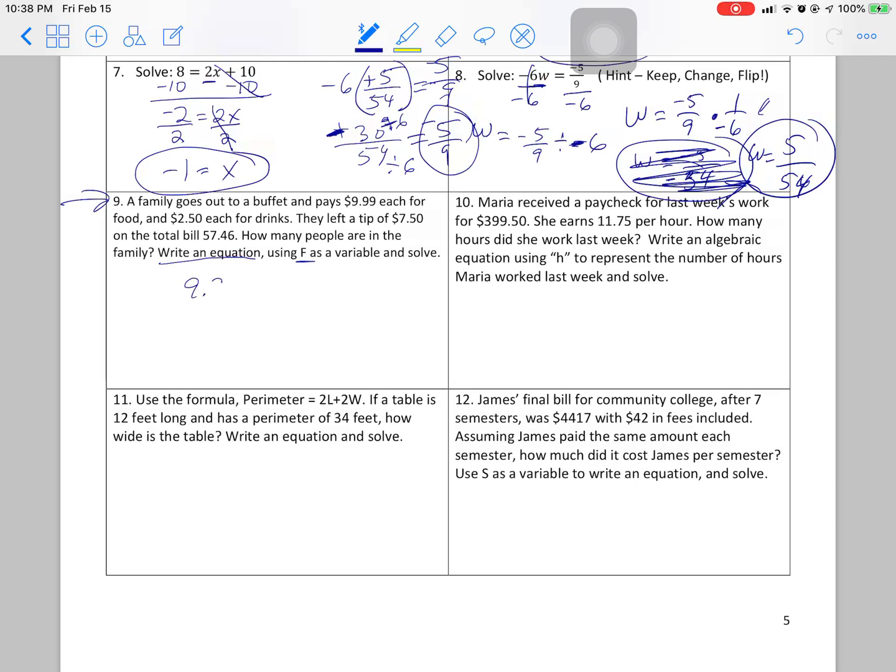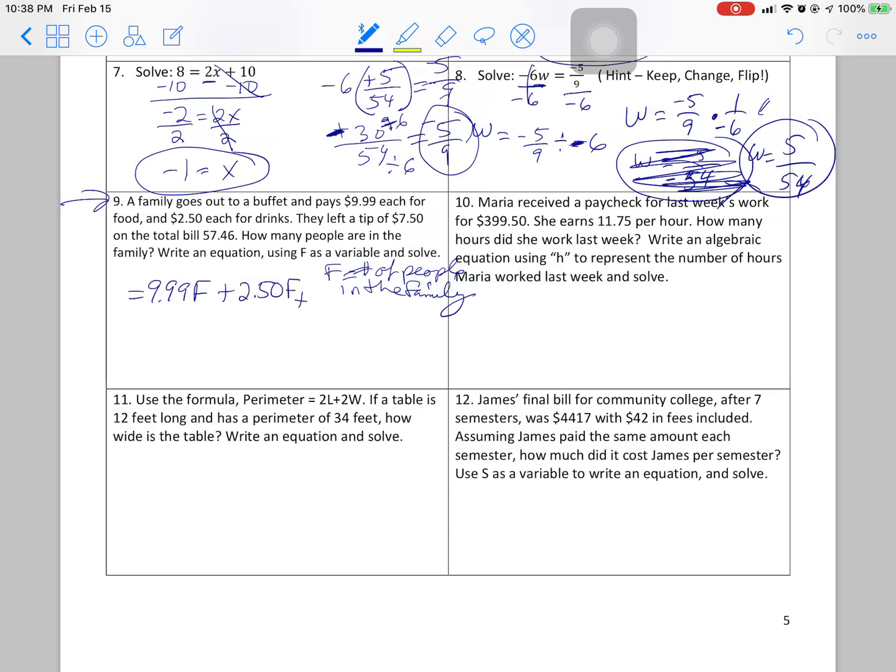All right, so everybody ate food. I don't know how many people. So F stands for the number of people in the family. Okay, so sorry for the sloppiness here. Let me move this over a little bit. So $9.99 for each family member. If F is the number of family members, it would be 9.99 times F plus what they had to drink for each of them.